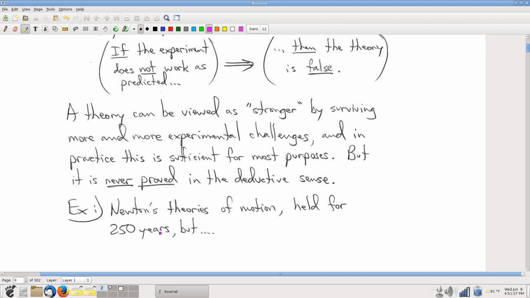Okay. All right, so said differently, Newton's theories were only tested in certain ways. They were tested in the only ways that were available, again, for 250 years, but all of the ways that were available had the common feature that they didn't involve very fast speeds. And so Newton's theories of motion were never tested in the way that would have proved them wrong.